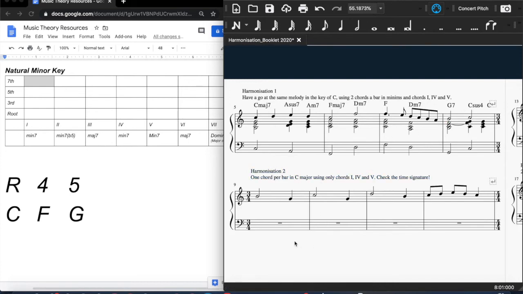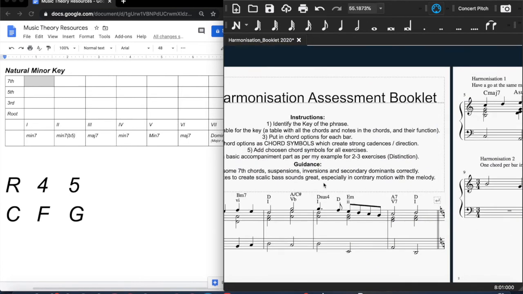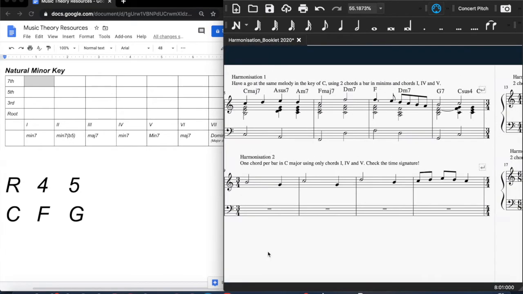Anyway, should we see what else we're going to do? So that's suspensions. Inversions. Now, inversions are one of your best tools as a musician to create some really interesting music.